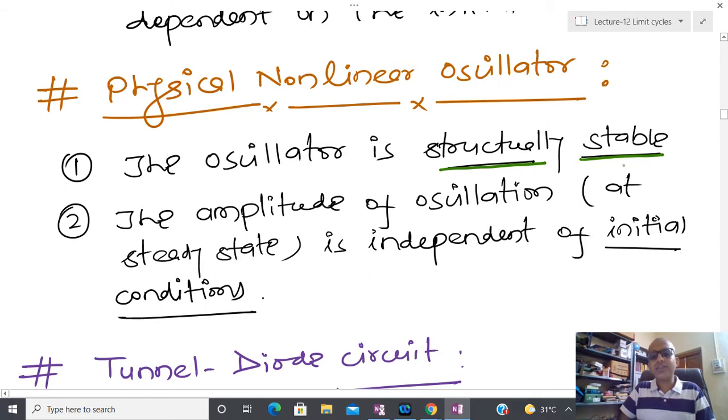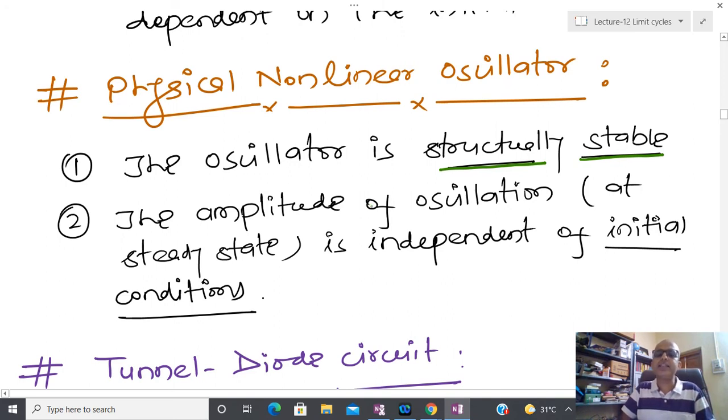Okay, and after that I have to give a guarantee that the amplitude of oscillation at the steady state, steady state meaning after some large time, is independent of the initial condition. It means that whatever initial condition is set by the operator, finally I will come to the same steady state. And in that way, there is no need to set the initial condition; you can just start your system.